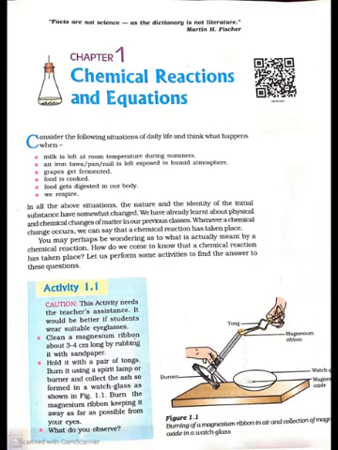Page number 10. Silver bromide also behaves in the same way. 2AgBr, on giving sunlight, is equal to 2Ag plus Br2. This is equation 1.23. The above reactions are used in black and white photography. What form of energy is causing these decomposition reactions?